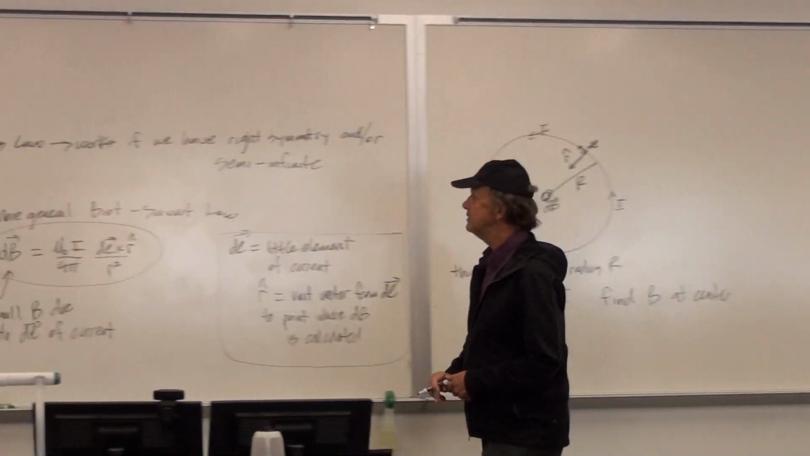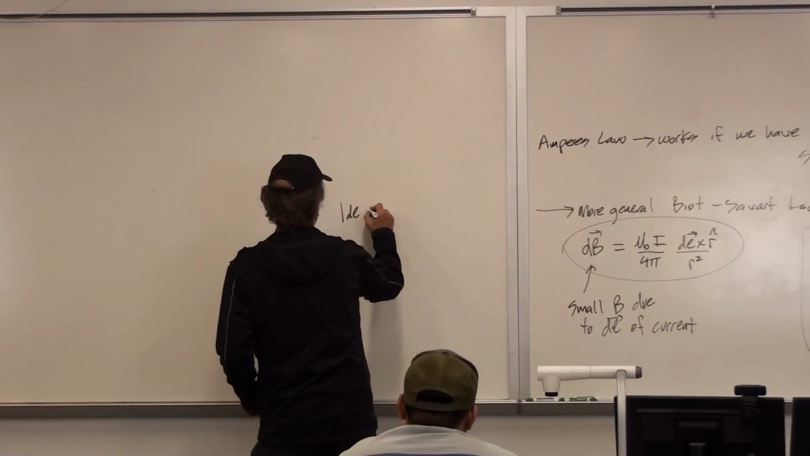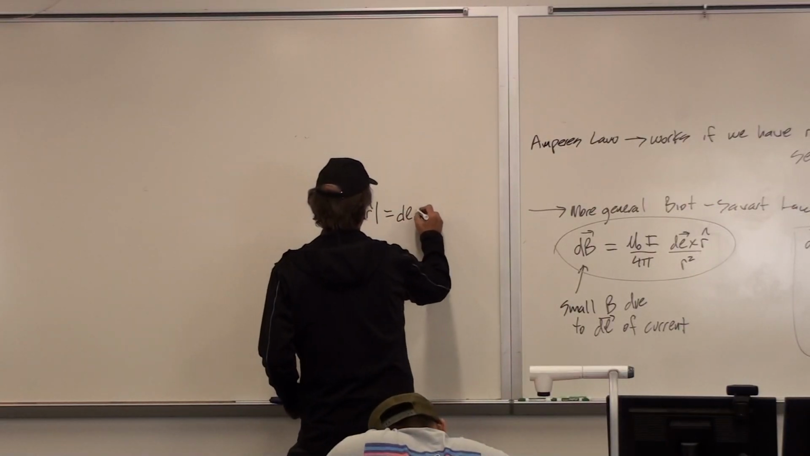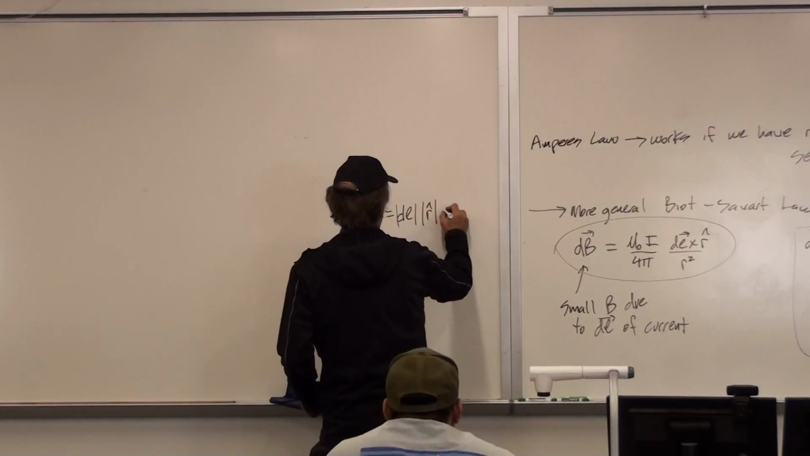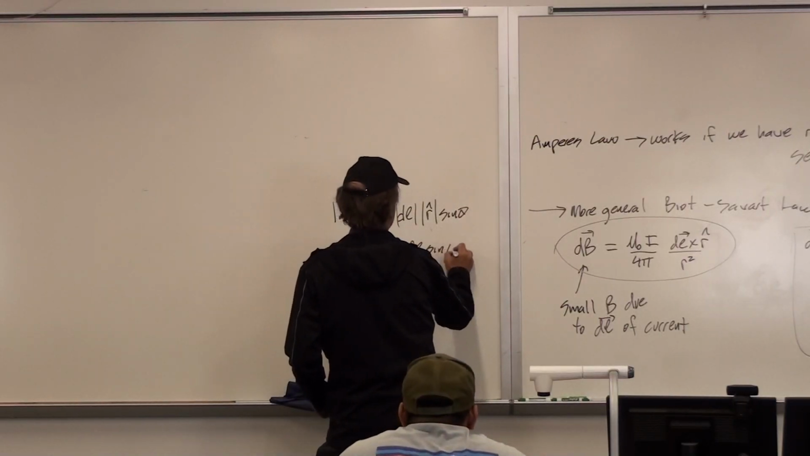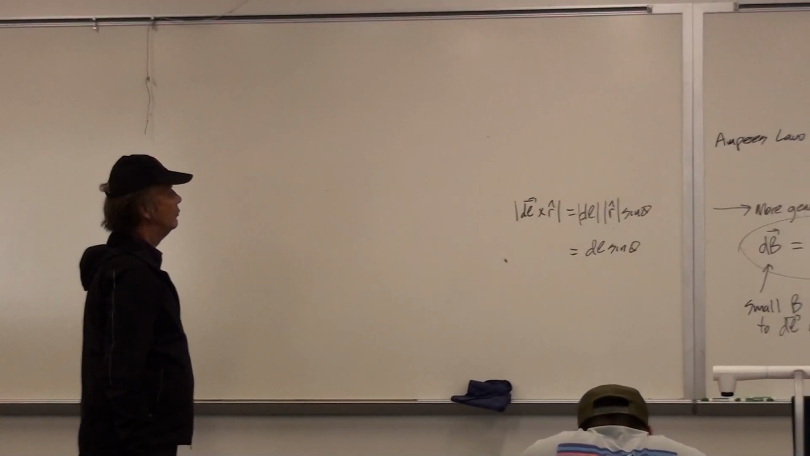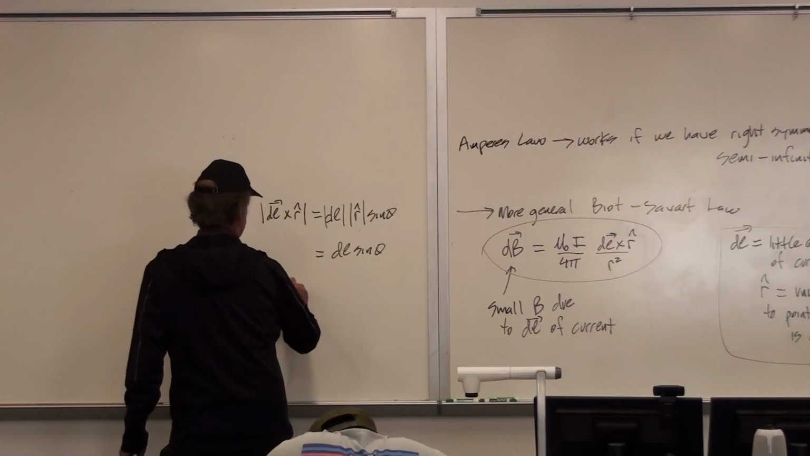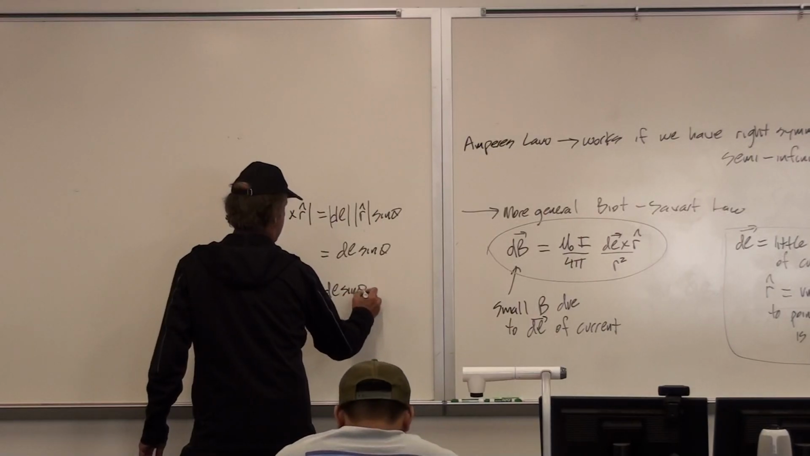But here, what you need to do instead of that is say that the magnitude of dl cross r hat is equal to the magnitude of dl times the magnitude of r hat times the sine of the angle between dl and r hat. So that's just equal to dl sine theta, because the magnitude of a unit vector is just 1. So that means that the magnitude of dB is going to be equal to mu0 I over 4 pi times dl sine theta over r squared.